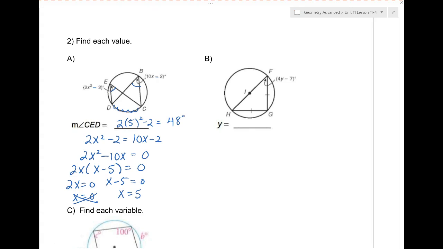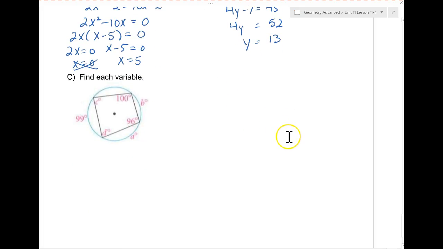It's a 45, 45, 90, right? Because angle G, does it intercept a semicircle? If it intercepts a semicircle, what type of angle does it have to be? A right angle. So if that's the case, we know our acute angles are both 45. So we get 4y minus 7 is equal to 45. So 4y is equal to 52. Is y 13? Yeah. I about said 18. I even had 13 written in my notes. That's not a good sign. All right, so 13.